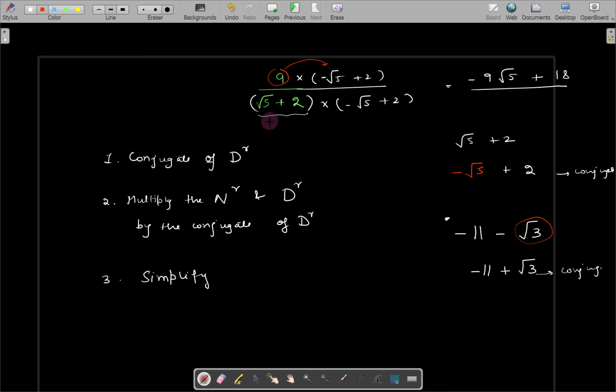This is actually a plus b times a minus b. Now this will always happen. Whenever you multiply a radical with its conjugate, you will always get this identity, a plus b times a minus b, which you know is a square minus b square. So you get square root of 5 whole square minus 2 whole square.